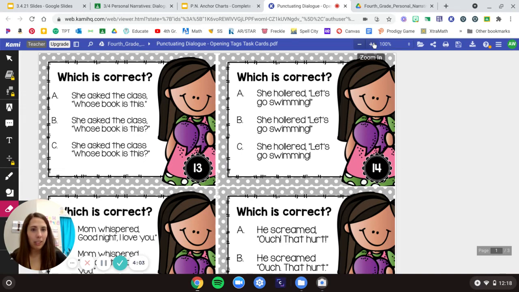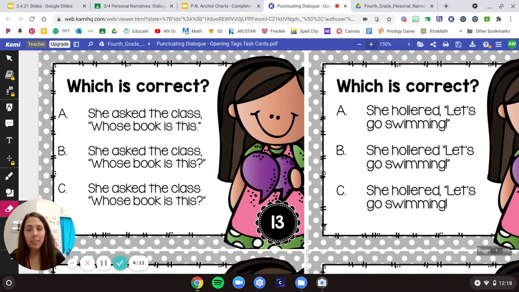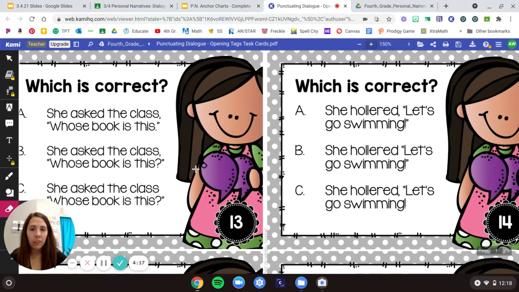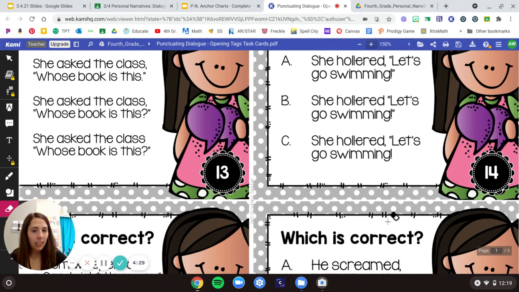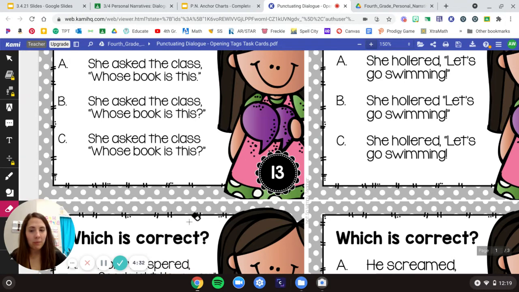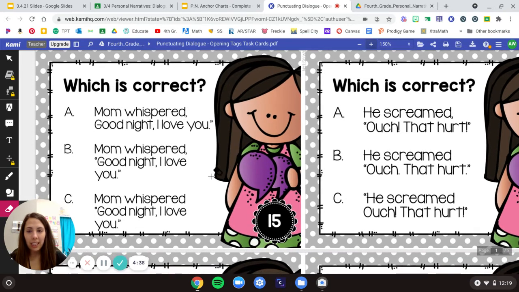Okay, I'm going to zoom in a little bit so I can see them. All right, so number 13. The correct answer was B. You should have had B because it's a question she asked. 14. Your correct answer is A. B is missing that comma there, so it has to be A. And C is missing the closing quotes. 15. The correct one is B, because we have our comma, opening, period, and ending quotes.